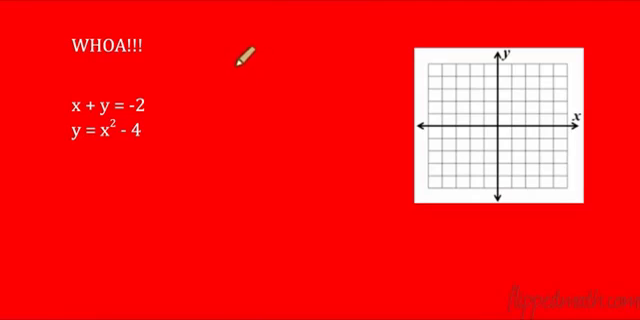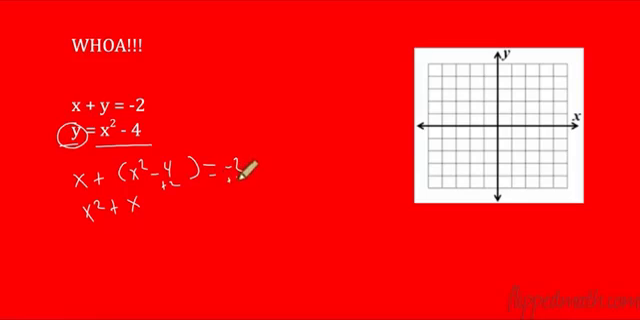Okay, whoa, this one looks a little bit trickier now. We have a system of equations, 2 equations. One is linear and one is quadratic. Let's see how we go about solving this. Well, I'm going to use substitution because I have a variable by itself. So x plus y equals -2. And that y is x squared minus 4. So this is really now, I like to put them in the standard form, right? x squared plus x, let's add 2. All right, so -4 plus 2 gives us -2.